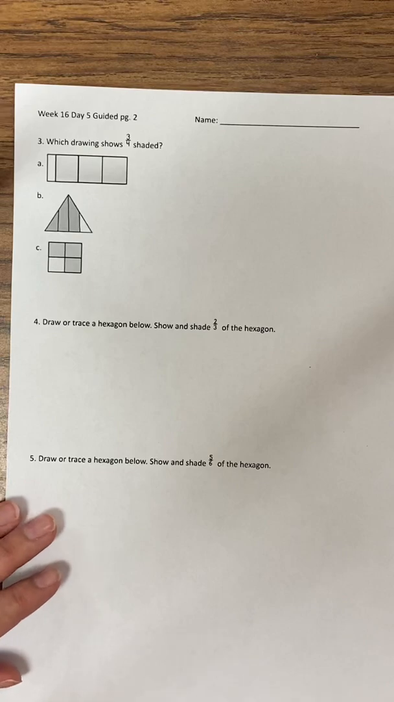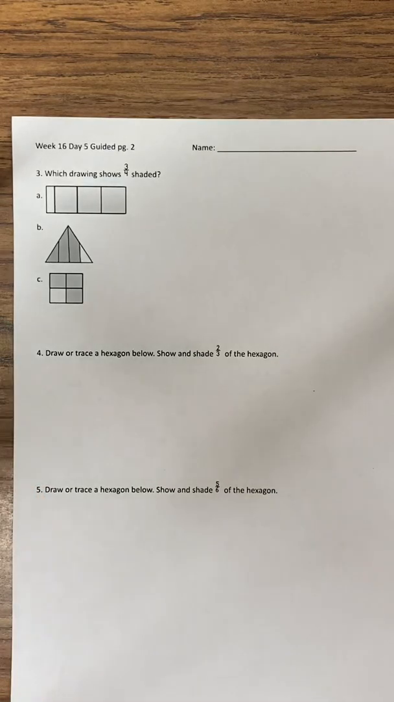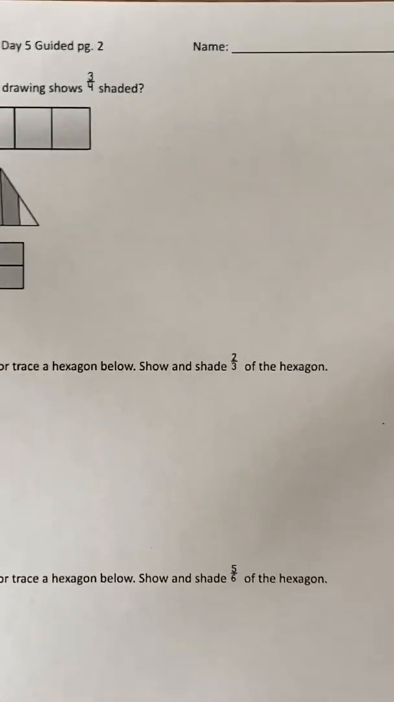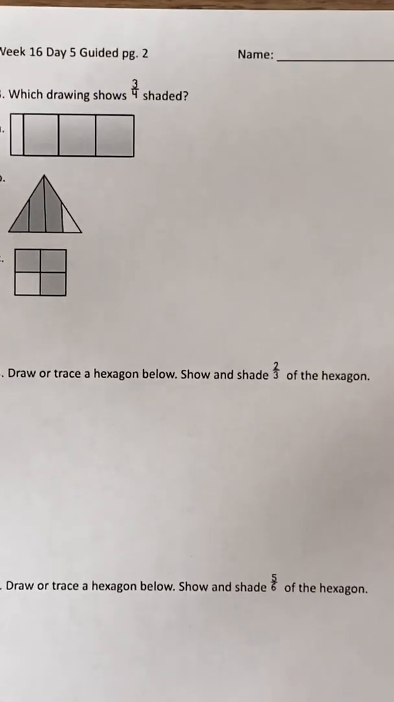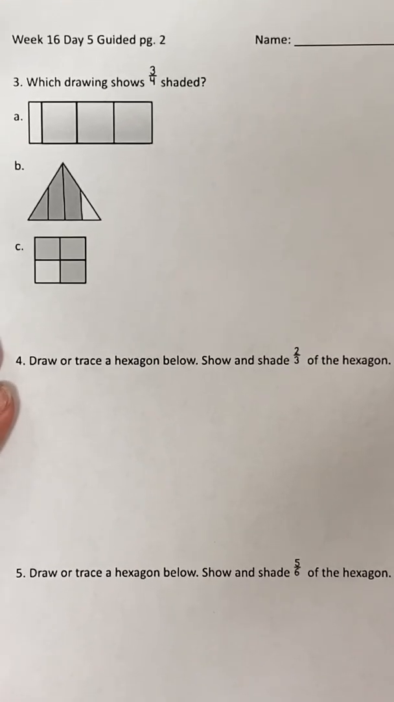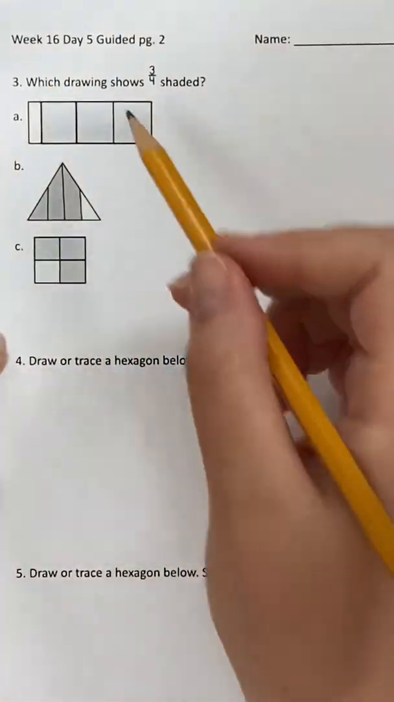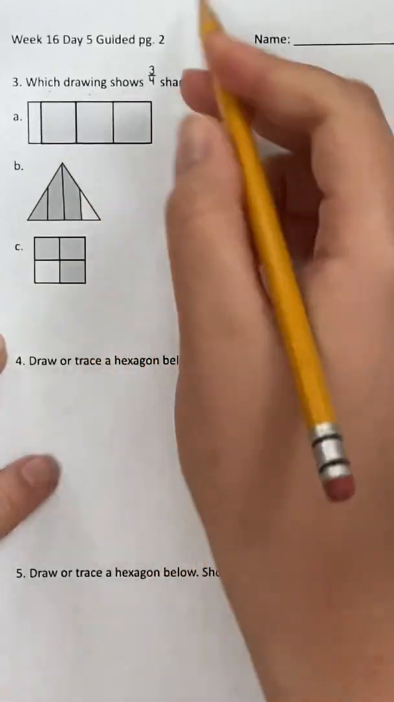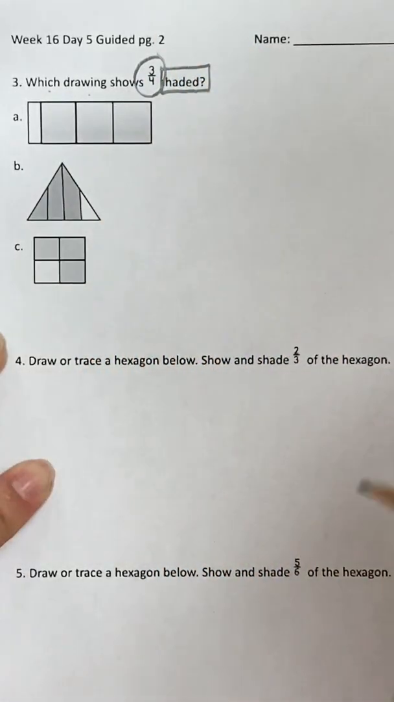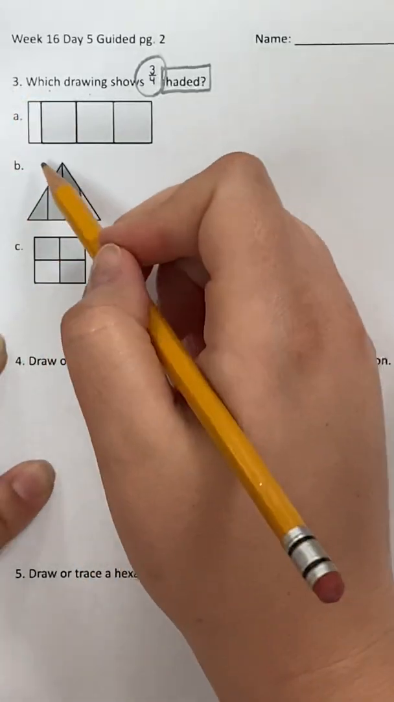Last page, and then you'll be going off on your own. See if I can zoom this in a little bit better. There we go. Not too crazy. There we go. Okay. 3. Which drawing shows 3/4 shaded? Okay. Let's look at A.